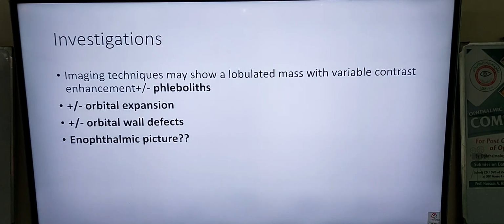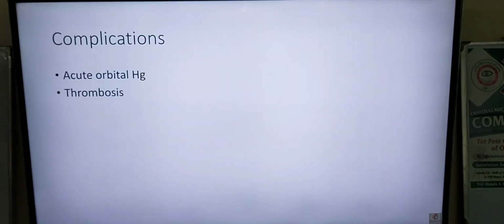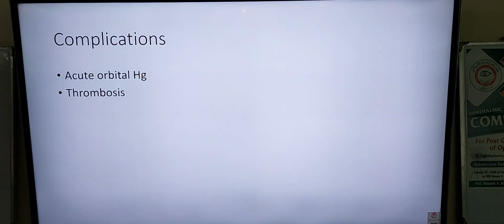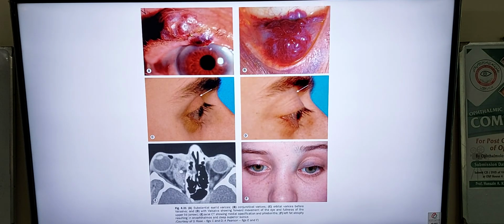The patient may have an enophthalmic picture. The reason is that if the varices are long standing, they will be accompanied by atrophy of the orbital fat. So it will look like an enophthalmic patient, as you can see over here in picture F. The left area shows slight loss of this sulcus. The sulcus over here is more prominent as compared to the right sulcus, so it shows that the eyeball is slightly sunken inwards.